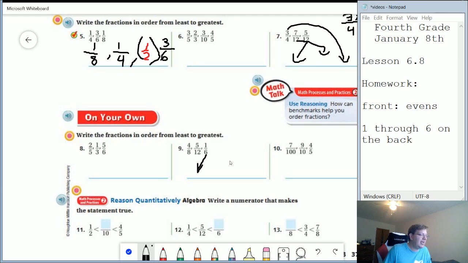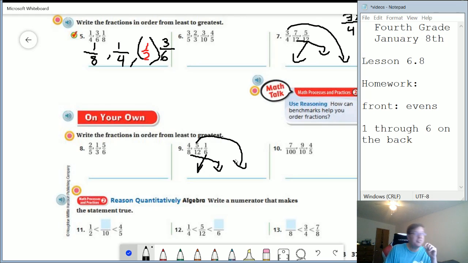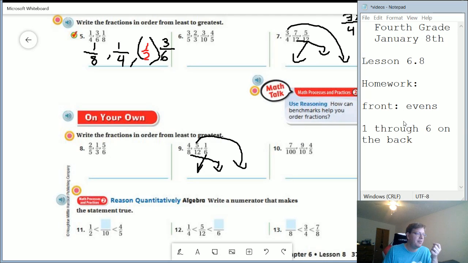Then we have 4/8, which is going to be worth exactly 1/2. And then our 5/12 is going to be the largest, being just slightly larger than 1/2. So we use just benchmark fractions to figure that out, okay? And that's a really good strategy. It can save us some time.